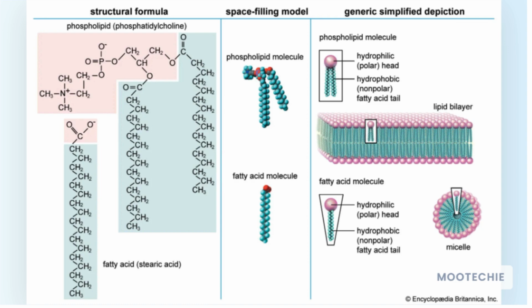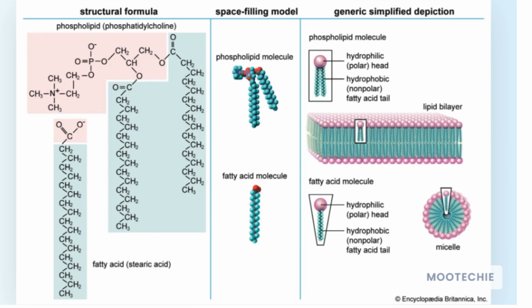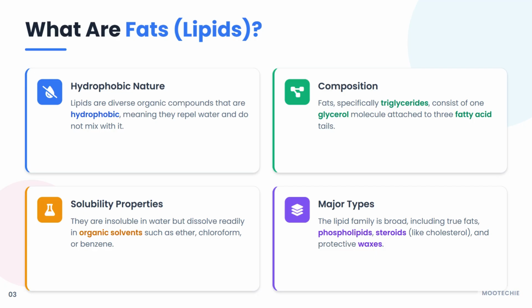We can see the fatty acid chains, and a generic, simplified depiction shows a phospholipid molecule with its two distinct parts, a hydrophilic or polar head and the hydrophobic or nonpolar fatty acid tail. Another view zooms in on a single fatty acid molecule, again with that hydrophilic head and hydrophobic tail. Finally, we see how these molecules assemble in nature to form the iconic lipid bilayer, the fundamental structure of all our cell membranes. This illustration is provided by encyclopediabritannica.com.